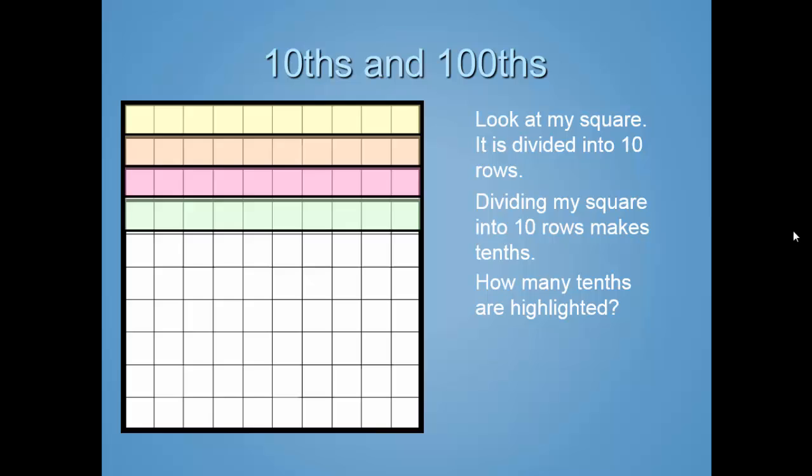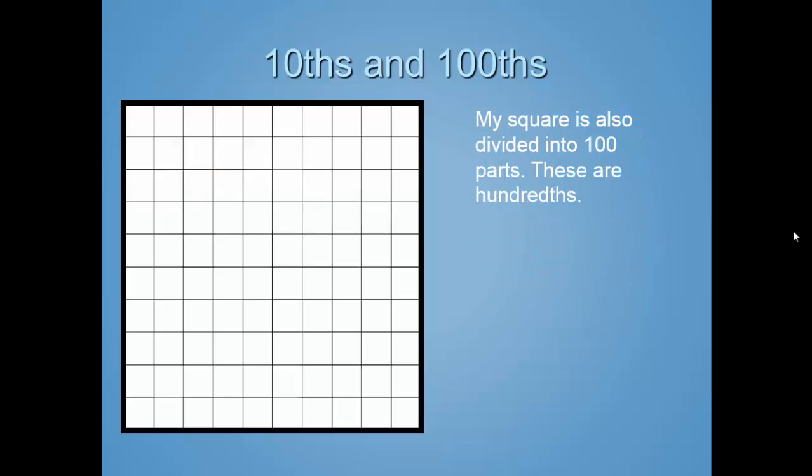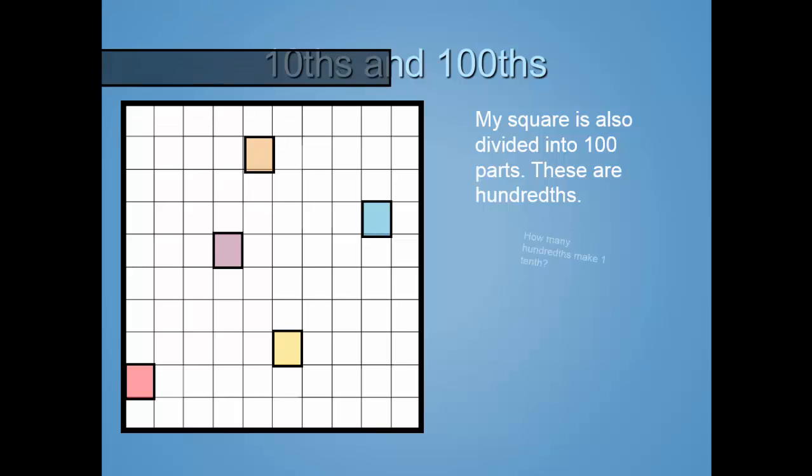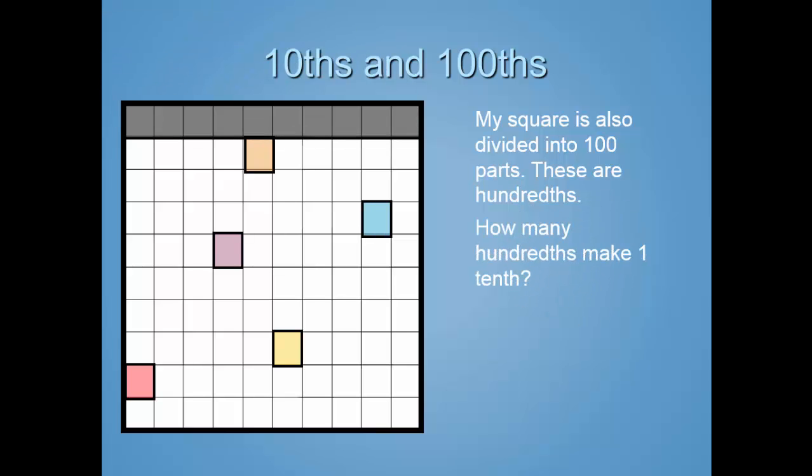So here, how many tenths are highlighted? Quickly answer the question for yourself. And there 4/10 are highlighted. And of course it's also divided into these parts, and these are hundredths. If we have a quick look here, we've got 5 hundredths on the screen. So how many hundredths make 1/10? And the answer is, of course, 10. 10 hundredths make 1/10.